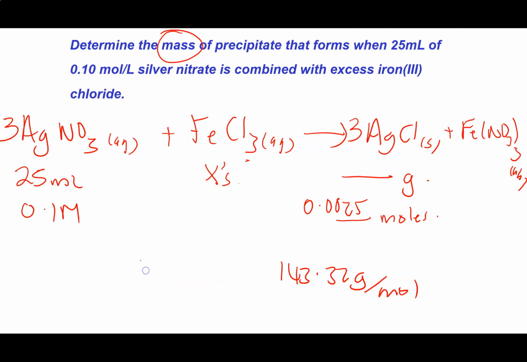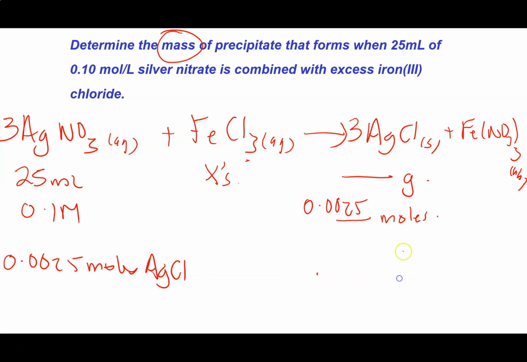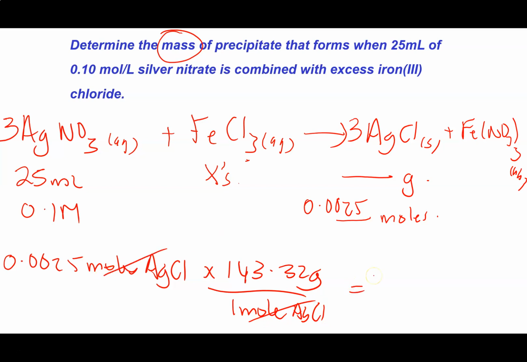So let's give this a go now. Just calculate the molar mass of silver chloride. We have 0.0025 moles of silver chloride, and then we just have to multiply that, recognizing that we get 143.32 grams for every 1 mole of silver chloride. And there we are. We ended up with, we want two significant figures here, 0.36 grams.